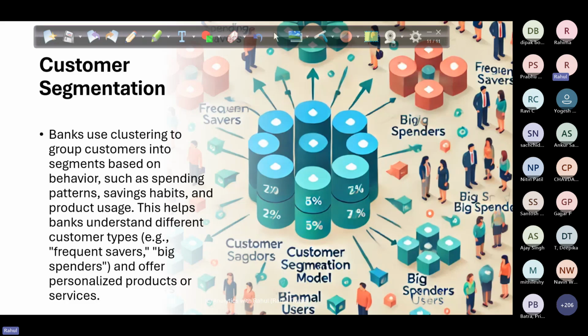Banks use clustering to group customers into segments based on behavior, such as spending patterns, saving habits, and product usage. This helps banks understand different customer types, for example frequent savers and big spenders, and offer personalized products or services.